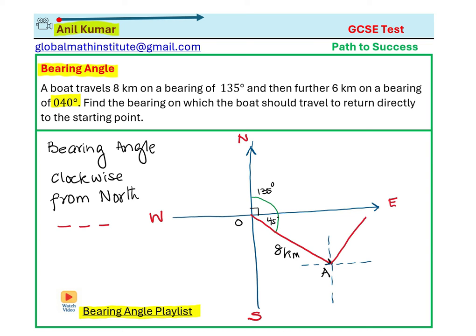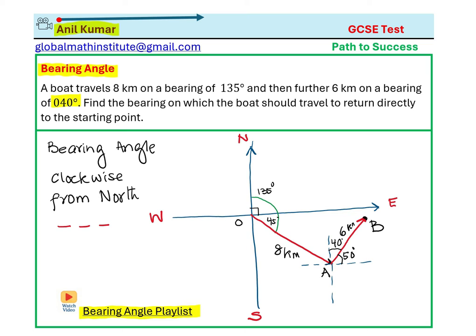Let's say this is 6 kilometers. It's not to scale. But this angle here is 40 degrees, so this becomes 50. So we have our diagram. We know the position now is, let's say, B. The question is, find the bearing on which the boat should travel to return directly to the starting point.